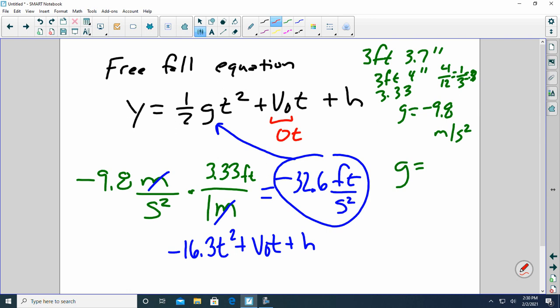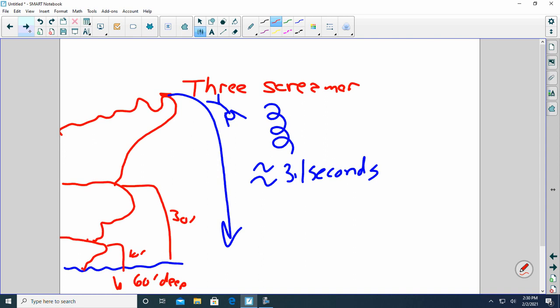Okay, so I have this equation. Someone write this down for me: y equals 16.3 t squared plus h. Write that down because I'm going to go to the next board. You got it? Ready? Okay. What was that equation?